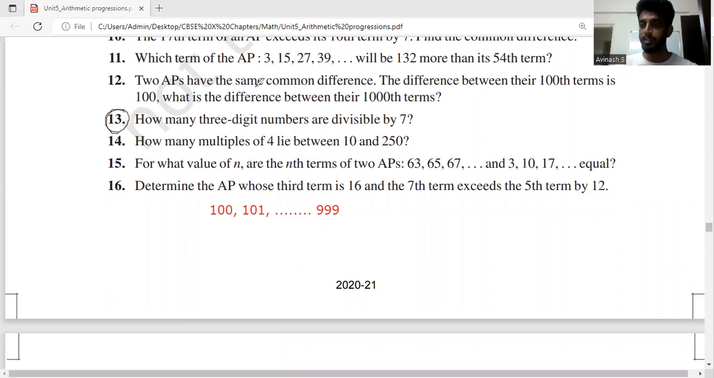Whatever I've written on the screen, they are the 3-digit numbers starting from 100 till 999. This is the range of 3-digit numbers we have. But within this, what are the numbers that are divisible by 7? So how do we do this? There are some methods in which we can do this.